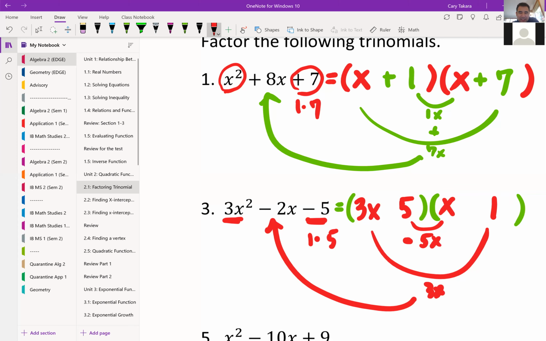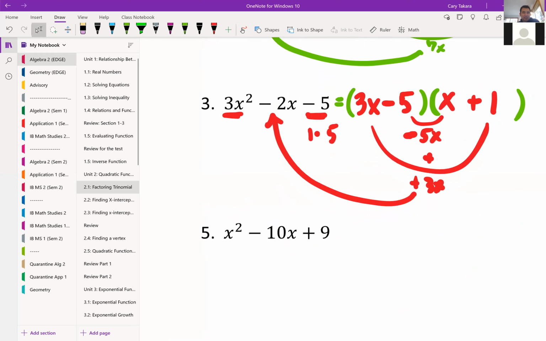5x has to be negative, and the 3x has to be positive. Then when you add those two numbers, you get -2x. So 5 has to be negative, 1 has to be positive. And that's it. Okay. Well, number 5. Are you kind of getting the hang of this? Number 5.